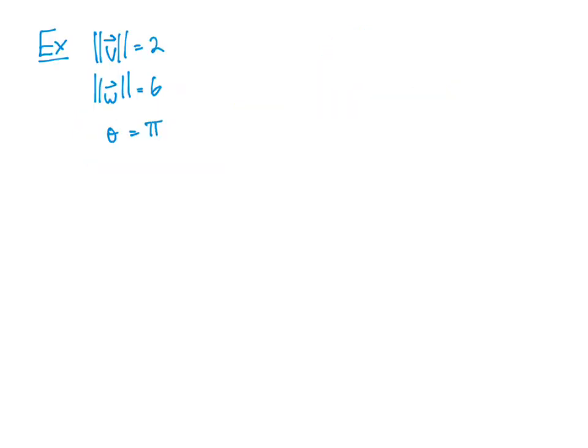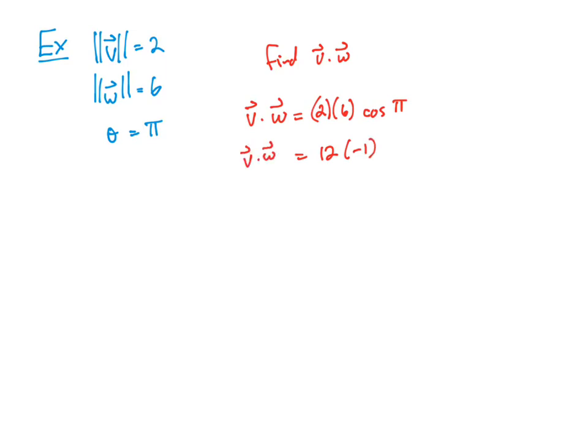All right, in this example, we have two vectors, v and w. We have their magnitudes, and it says that the angle between the two vectors is pi. And we want to find the dot product here. So v dotted with w is equal to the magnitudes multiplied by each other, so 2 times 6, and then cosine of pi. Well, cosine of pi is negative 1. So negative 12 is equal to v dot w.